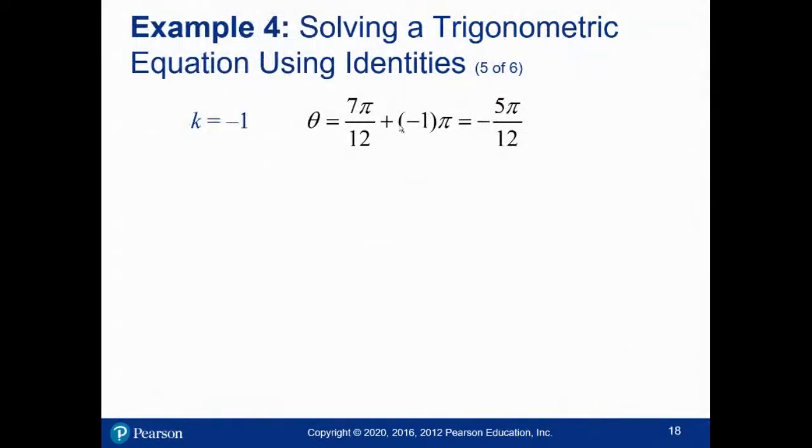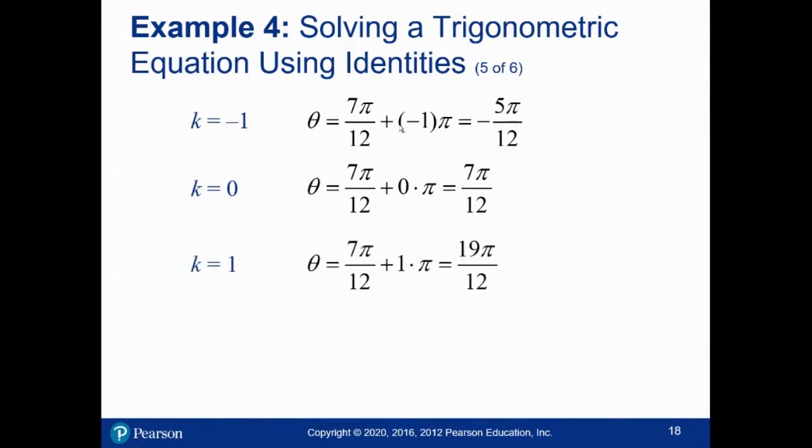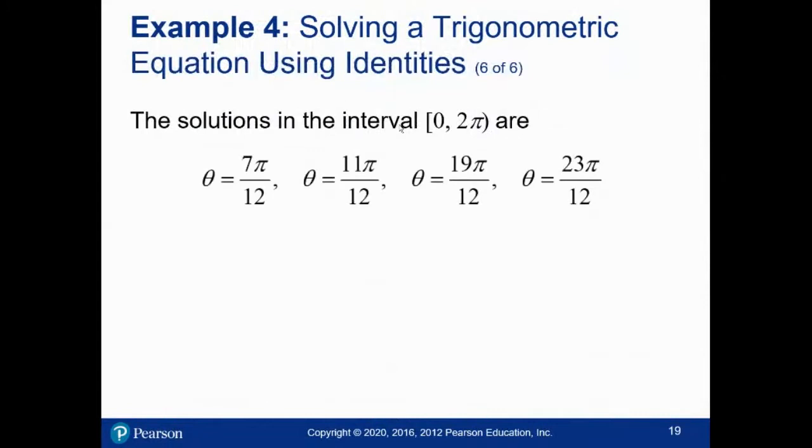Well, k equals -1 gives me a negative result. That doesn't count. K equals 0, that's in between 0 and 2 pi. K equals 1 is also in between 0 and 2 pi. But k equals 2 is too large. That's larger than 2 pi. So overall, we found 4 solutions, and there they were.